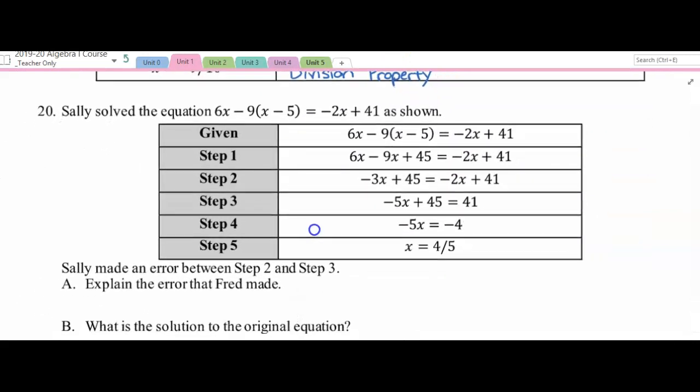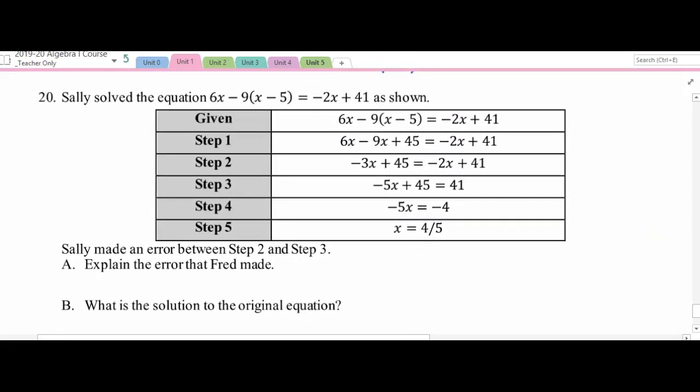Now we're going to try to figure out the mistake. And I'm not sure why we start off talking about Sally and then talk about Fred. It must be a typo with this worksheet. So just bear with me.